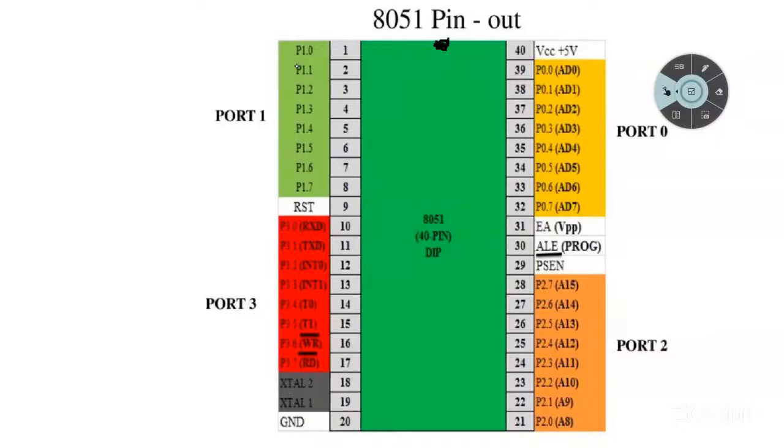Every IC is having the reset pin. What's the meaning of reset? What is the meaning of reset? General entity. Restart.